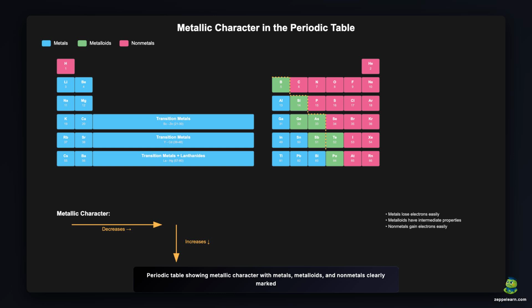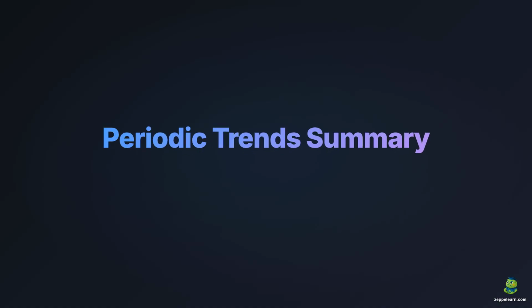This periodic table highlights the metallic character trends, showing metals in blue on the left side, nonmetals in red on the right, and metalloids in green forming a diagonal boundary between them. Let's summarize all the periodic trends we've learned. Notice how they're all interconnected and explained by the same underlying principles of nuclear charge and electron shielding.